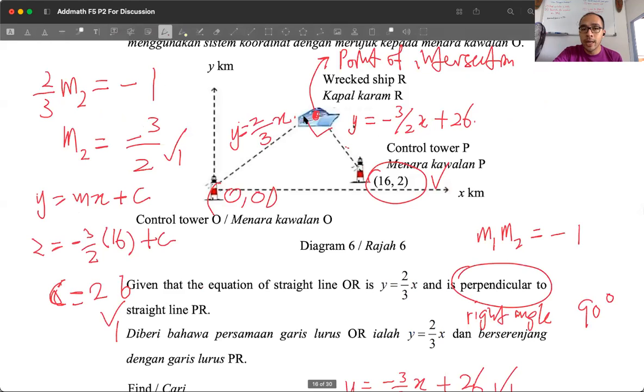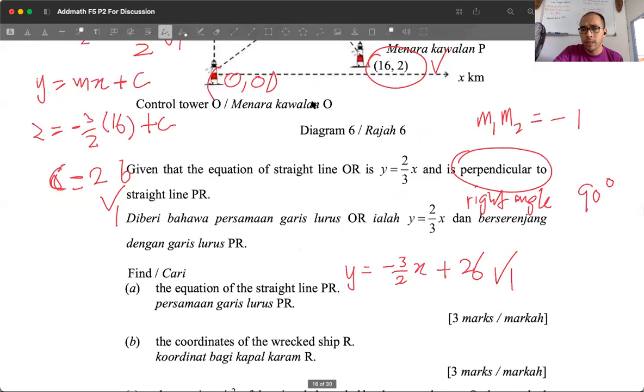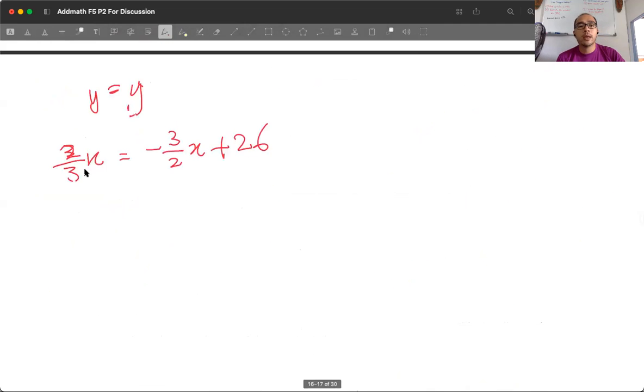Okay, the place where there is 90 degrees is also the point of intersection. So many things that we can see. Here you just calculate. I'm going to skip this. You will get x equals 12. But of course we want the coordinate. So if you want the coordinate, we substitute x equals 12 into either one. Let's say I substitute in here. So y equals 2 over 3 times 12. I will get y equals 8.